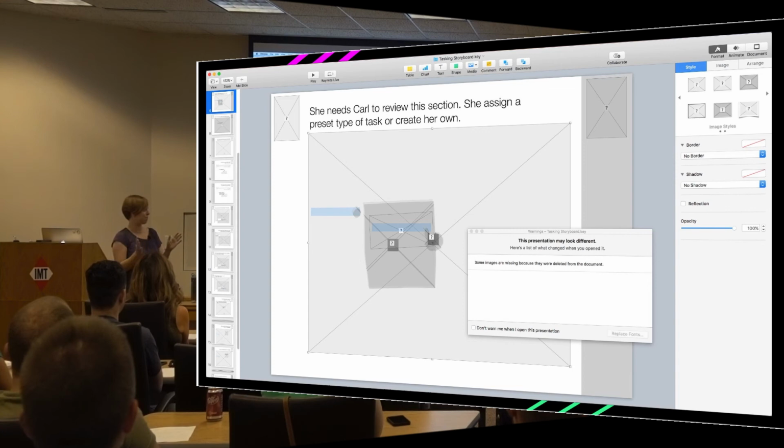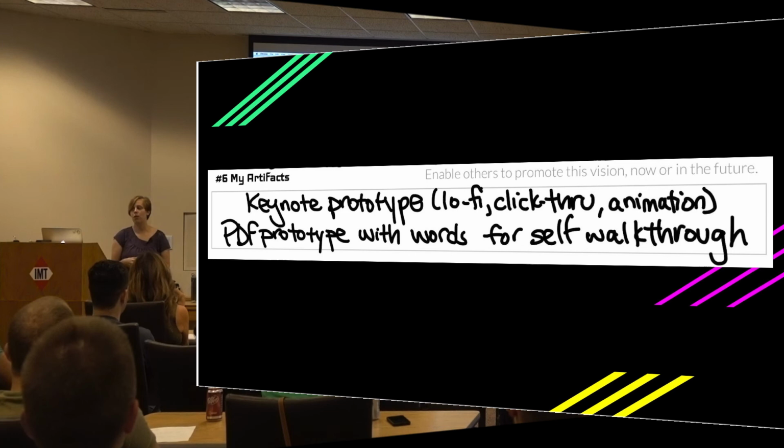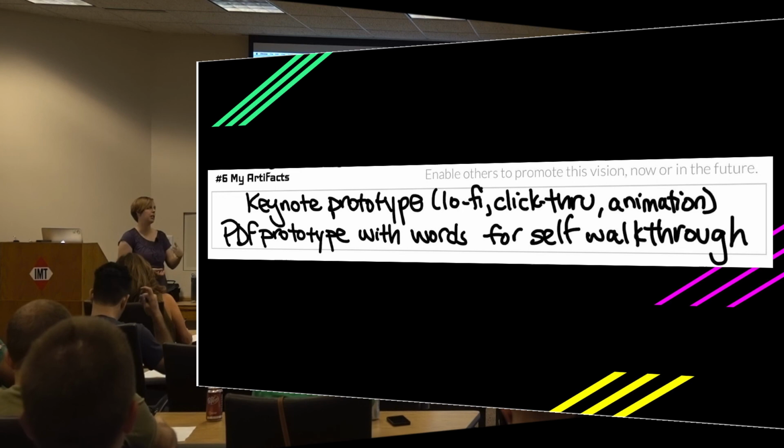So, PDFs and movies are generally much clearer when you return to the project after a long time. So, take a second to write down some artifacts that you'll make sure to save. So we had a Keynote prototype that was low fidelity and had some animation with it, and then a PDF prototype we could email out that had words so that people could walk through it themselves.